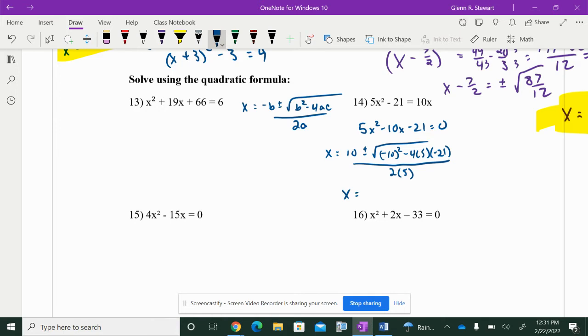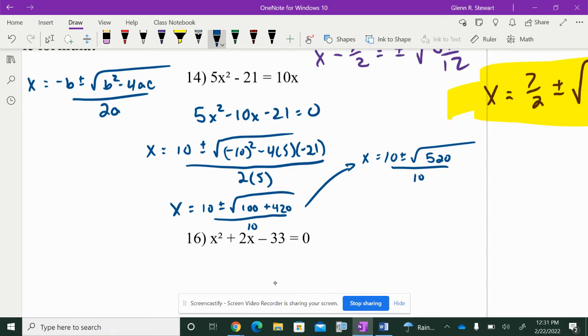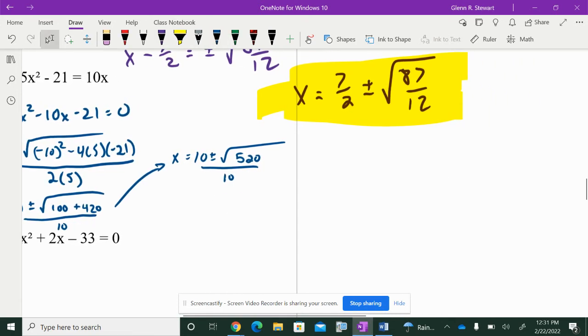So x is equal to 10 plus or minus the square root. Anytime it's a negative squared, it's going to become a positive number, so 100. And then negative 4 times 5 is negative 20. Negative 20 times negative 21 is going to give us 420. So plus 420 all over 10. So x is equal to 10 plus or minus the square root of 520 all over 10. And I am going to take 520 and simplify it out.